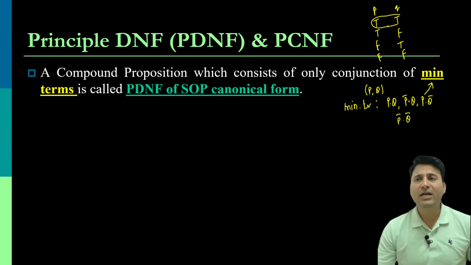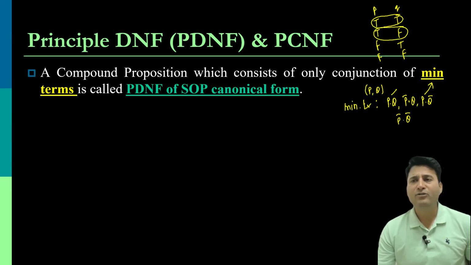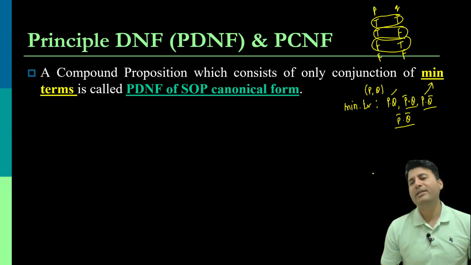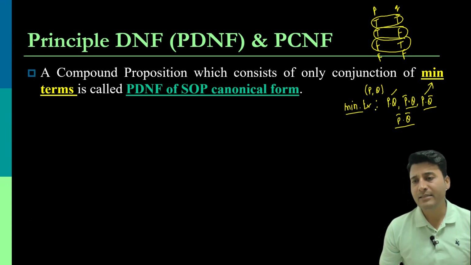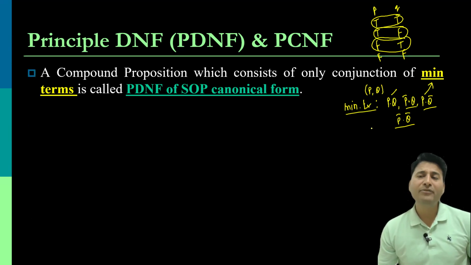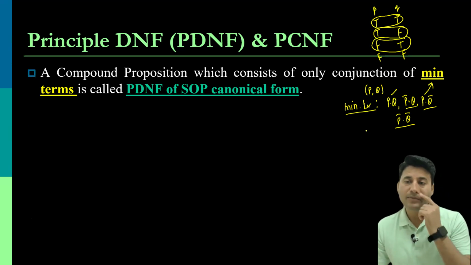So T means what? The original variable. So PQ. F means the complement. So P is as it is, Q is F. So Q complement. Then FT, so P complement Q, and FF, P complement Q complement. So this we called as a min term, the product of the possible input for a compound proposition.